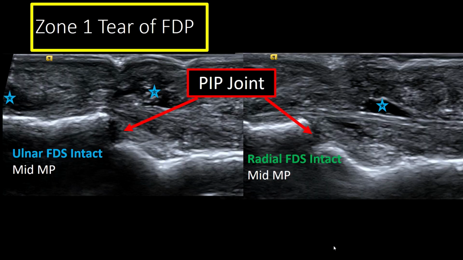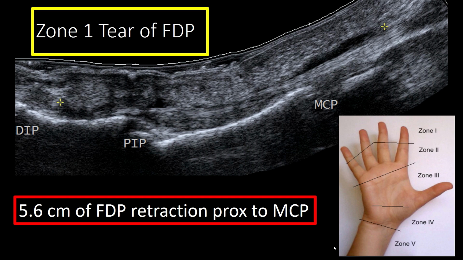If we traveled a little closer to the PIP, the FDS here, you can see that the insertions on each side are still intact. That's why it's still only a Zone 1 tear.